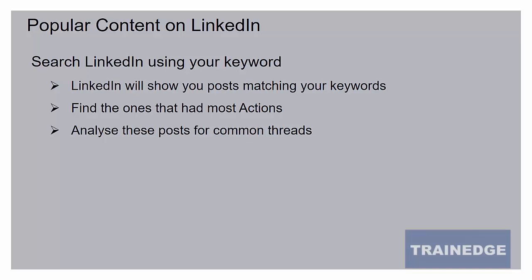What does the headline look like? Does it use numbers like 5 ways to do ABC or 10 ways to do ABC? Does it say how to do a certain thing? How long are those posts? How many images are they using? What kind of language are they using? All those things will help you figure out what you should include in your own content.